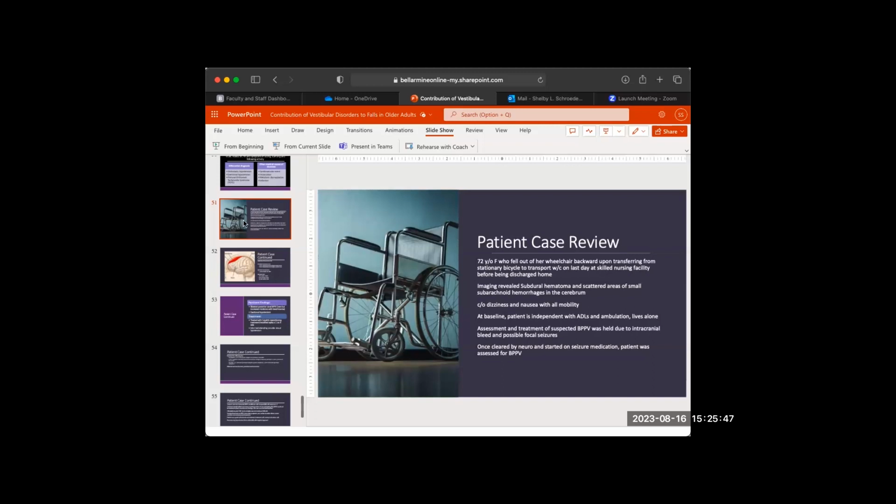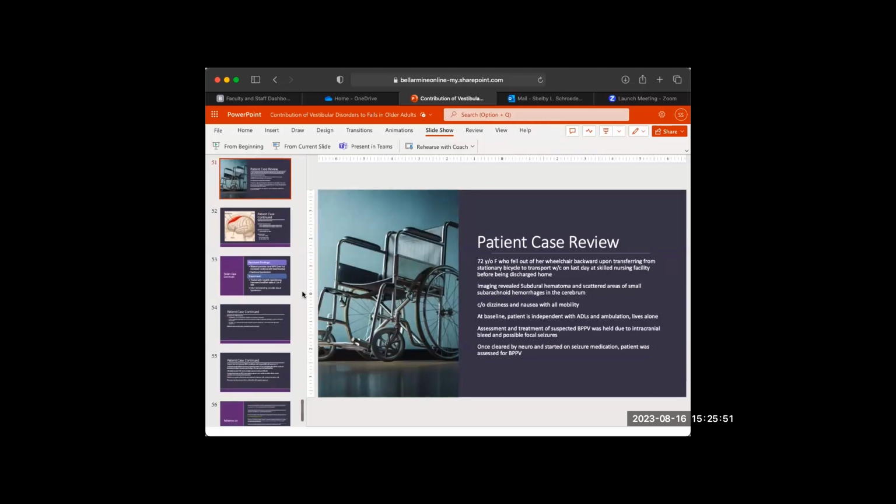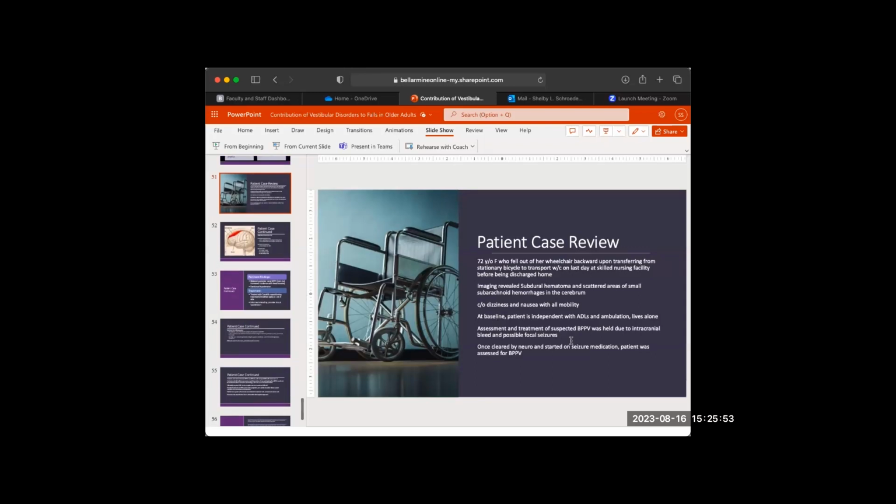Okay. So this case is someone that was an older adult that just illustrates how complex a dizzy case can be and how many things we're managing here. So I'll go over it in the last few minutes.